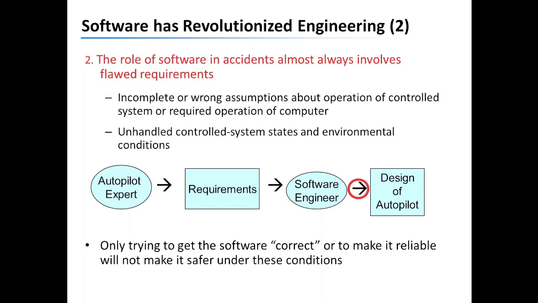So we spend a lot of our time, and most of the standards even for safety focus on the autopilot provides requirements to the software engineer. The software engineer then takes those requirements and is actually doing the design of the autopilot, the design of the system. And we focus on this implementation of the requirements mostly. But the problem is that's not where the safety problems are arising. The safety problems are arising in the development of the requirements. So only trying to get the software correct or make it reliable isn't going to make it safer under these conditions.